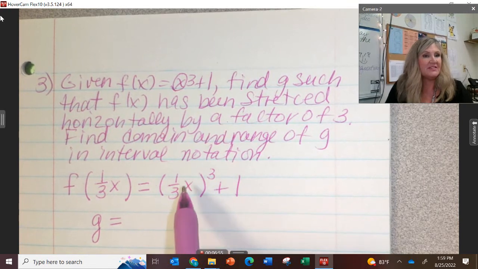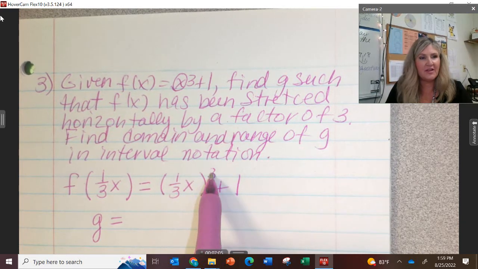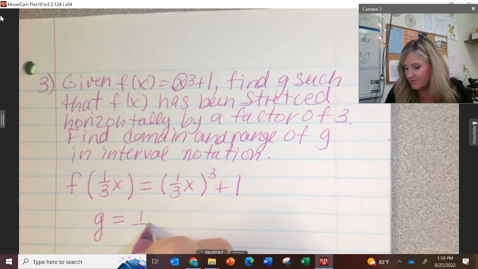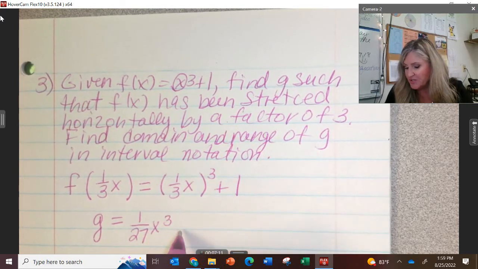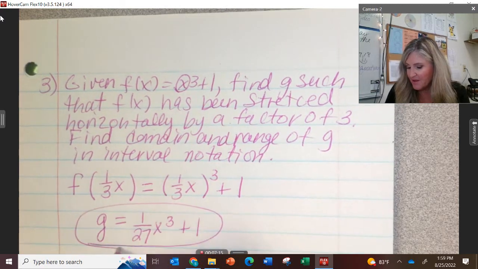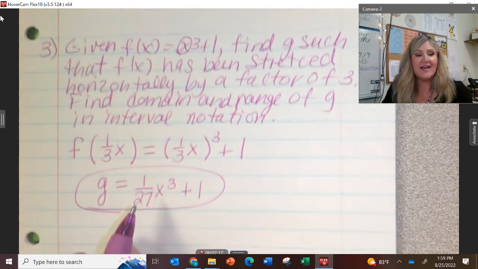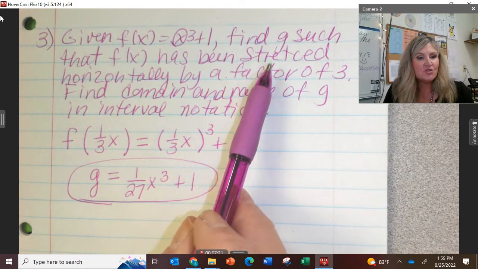Better would be if it's simplified. Do you know how to cube the 1 and cube the 3? 1 cubed and 3 cubed. What is that? 1/27 x cubed plus 1, right? All right. So that's going to be our answer for that horizontal stretch.